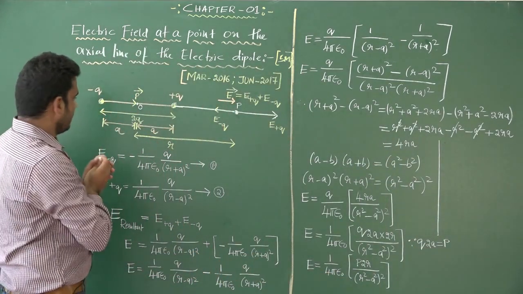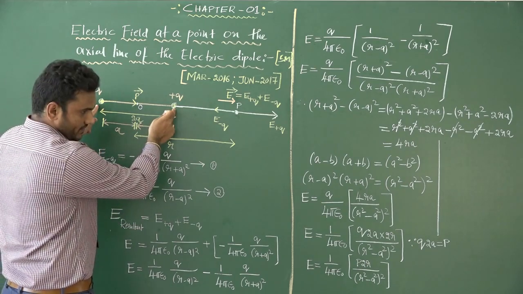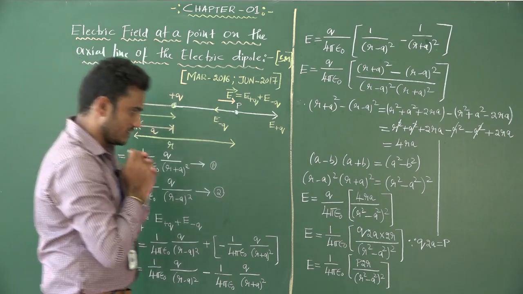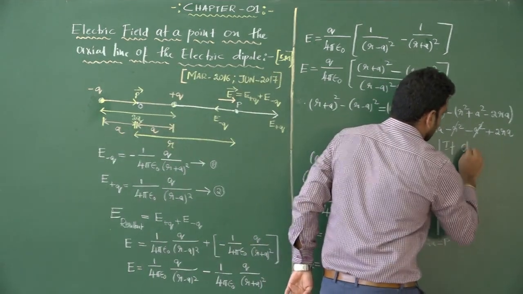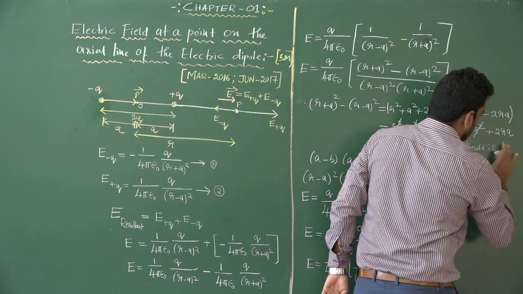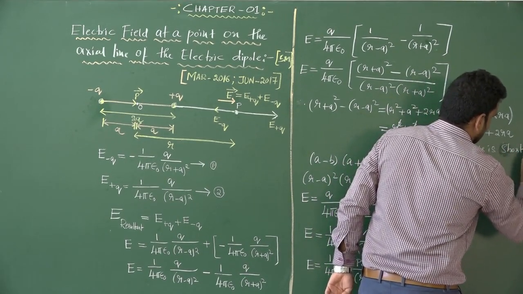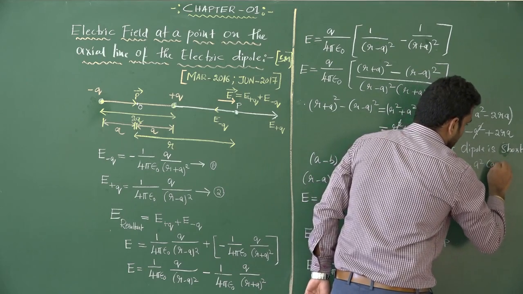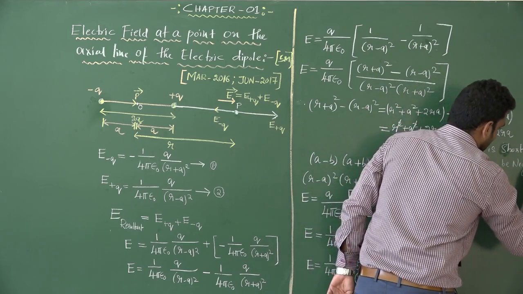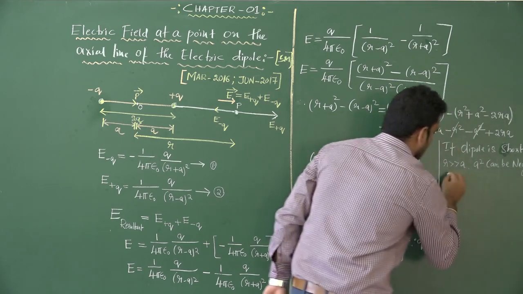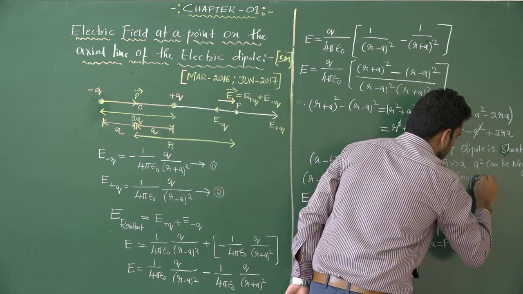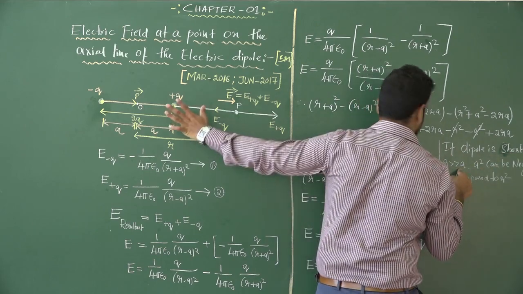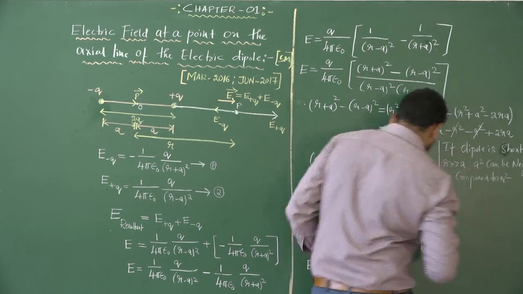You just see the diagram. Here the dipole is very short. If the dipole is very small or short, which means r is very much greater than a. That I will write here. If the dipole is short, that is r is very much greater than a, look at the diagram, a square can be neglected as compared to r square. So neglect a square here.